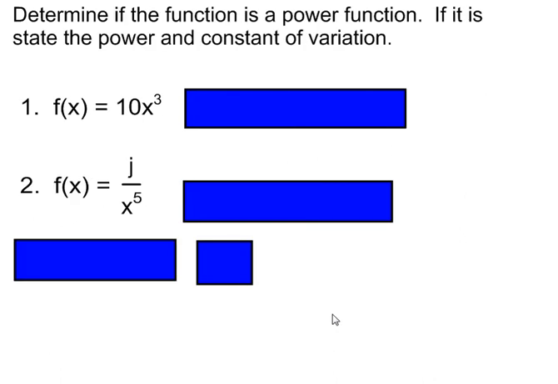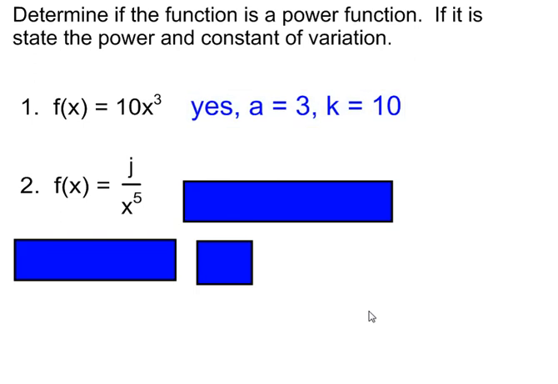So in your homework, they're going to ask you, determine if the function is a power function. If it is, state the power and constant of variation. So I have a couple examples here. First of all, the first one is f of x equals 10x to the power of 3. And this is a power function. A is going to be 3, and k is going to be 10. So your power is 3, and your constant of variation is 10, and you can just say k equals 10.